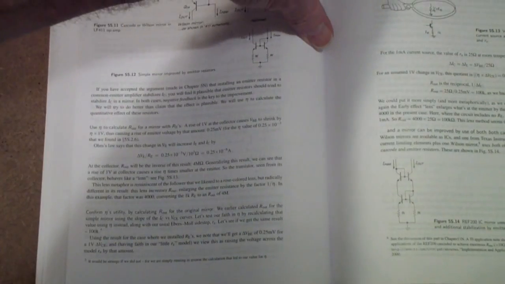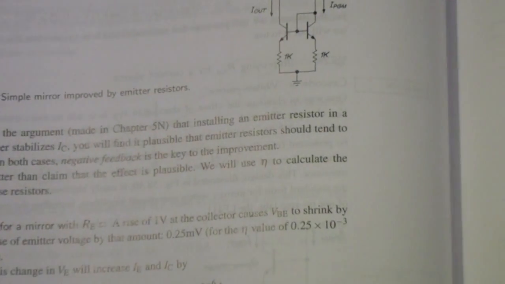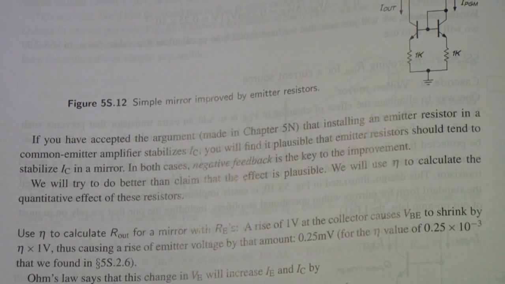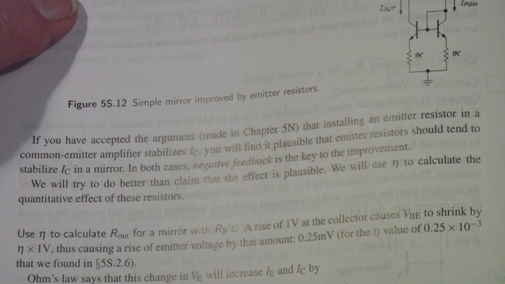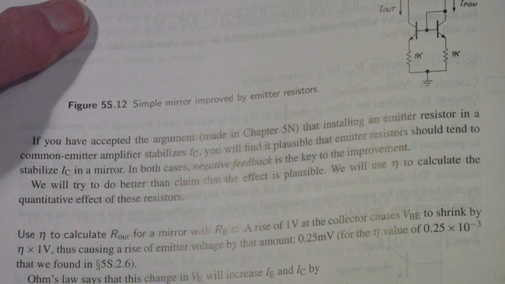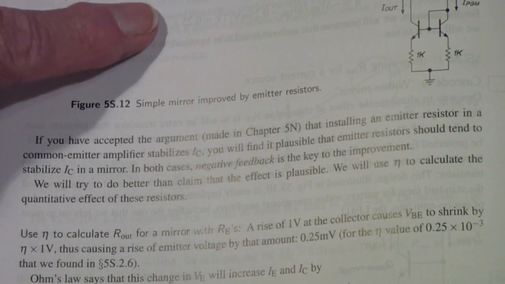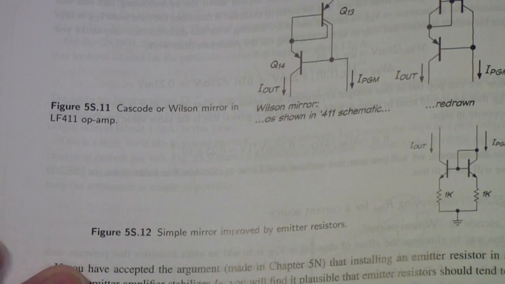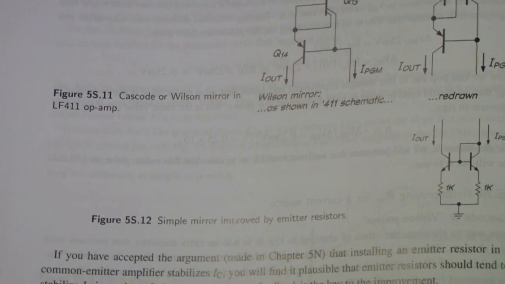Now, for those of you that have wanted me to move back into the Art of Electronics lab manual, a lot of this can be found in that manual. This is one of the pages, and notice this is figure 5S11, showing the Cascode or Wilson mirror in a 741. Up here at the top.